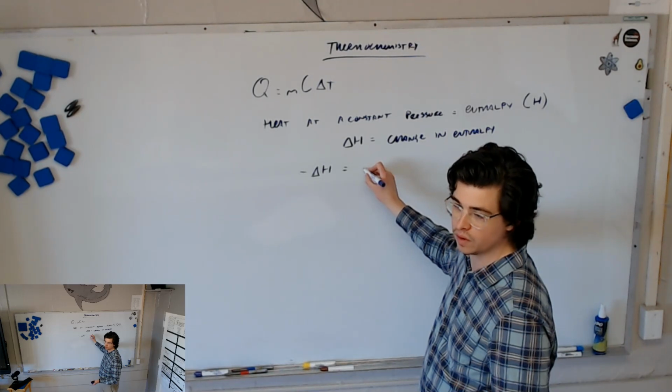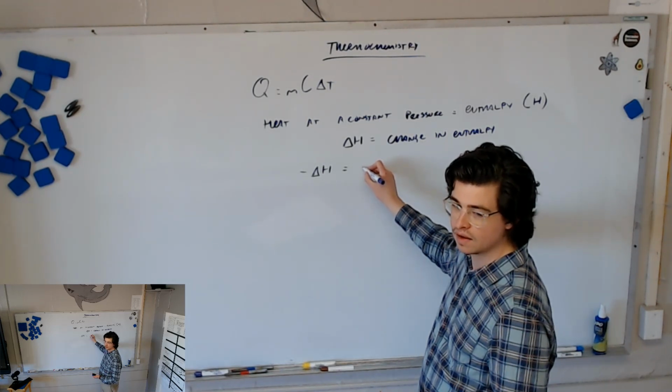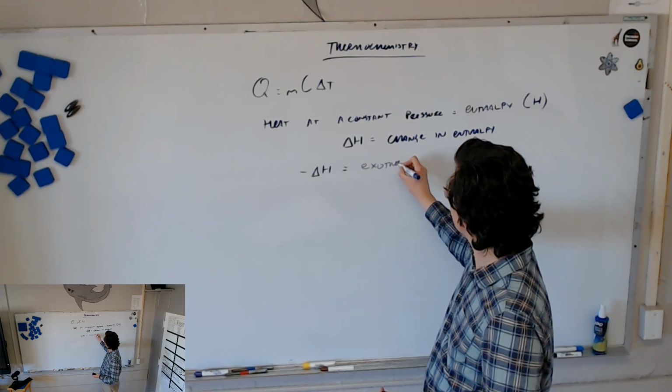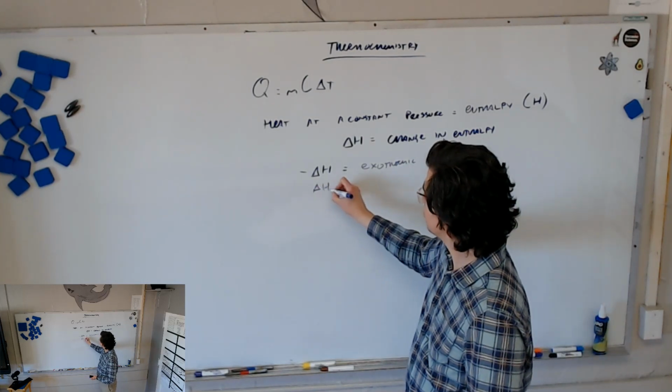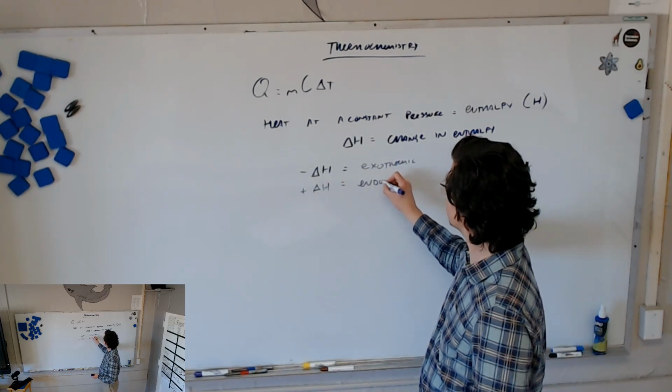When it releases heat into the environment, we call that exothermic. And then, of course, positive delta H is endothermic.